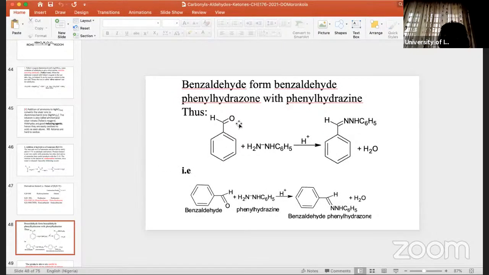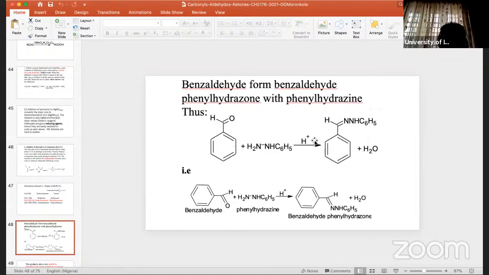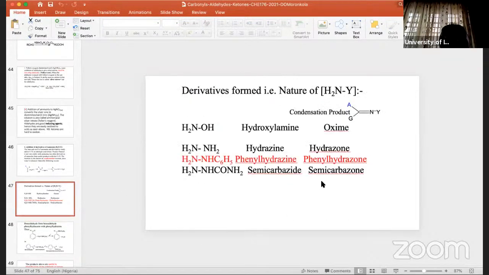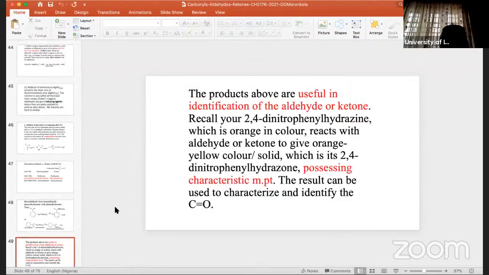Over here, you have this aldehyde, an aromatic one, benzaldehyde, reacting with our phenylhydrazine, producing that hydrazone, the phenylhydrazone over there. This is it over here. I'm just slanting it, it's still the same thing. So that's your benzaldehyde phenylhydrazone being produced finally.